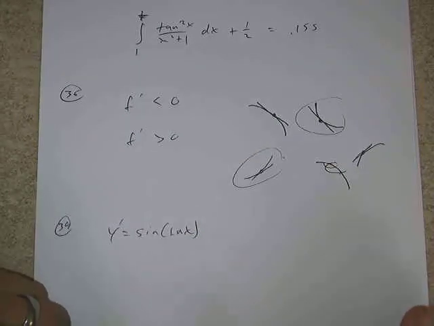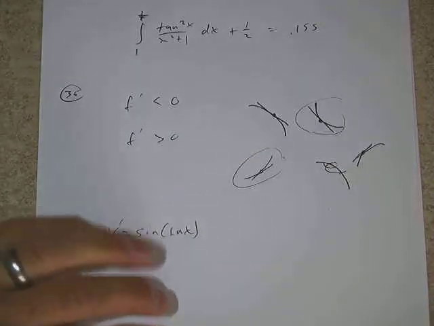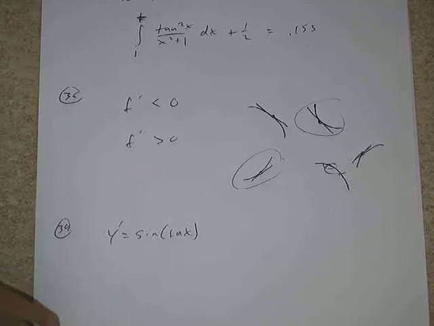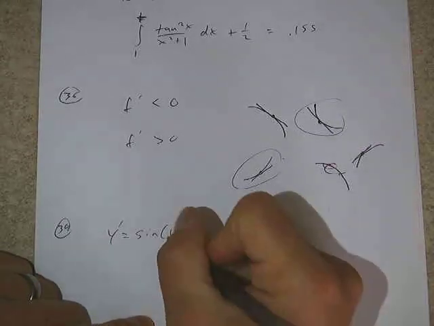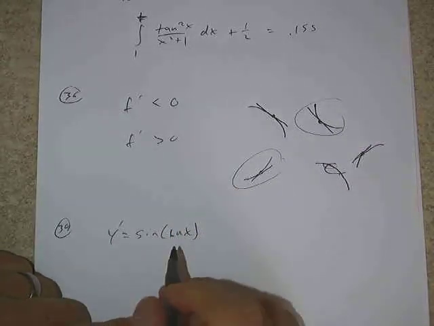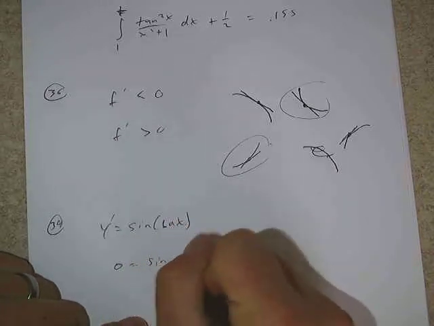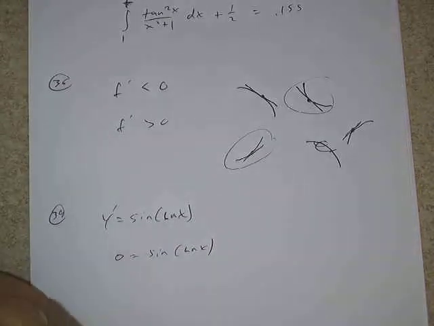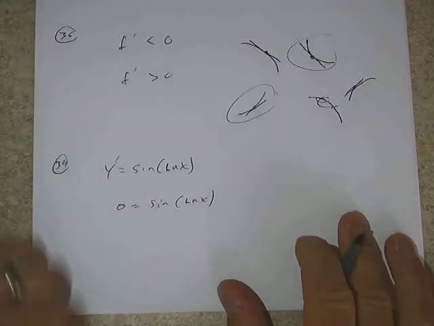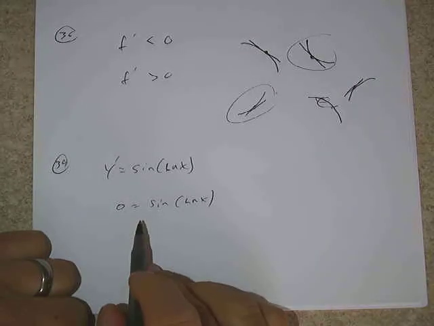Number 39 says, how many relative extreme values does the function whose derivative is given by the following have in the interval 0 to 1? So our function is, actually it's a derivative function, sine of ln x. Ultimately, we want to know how many relative extreme values the function whose derivative is given by this has in the interval 0 to 1, including 1, keep in mind.